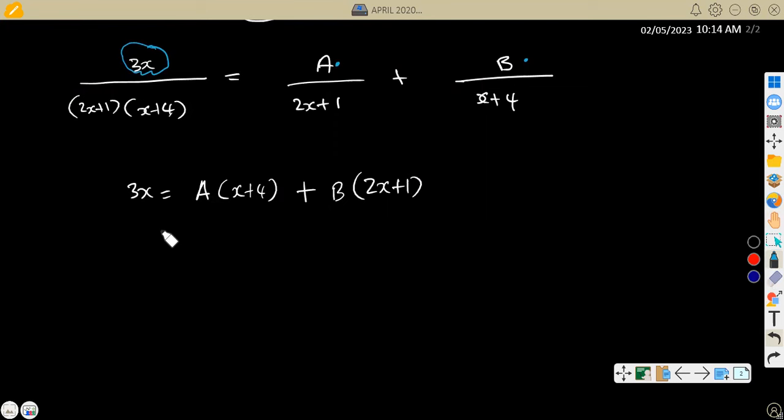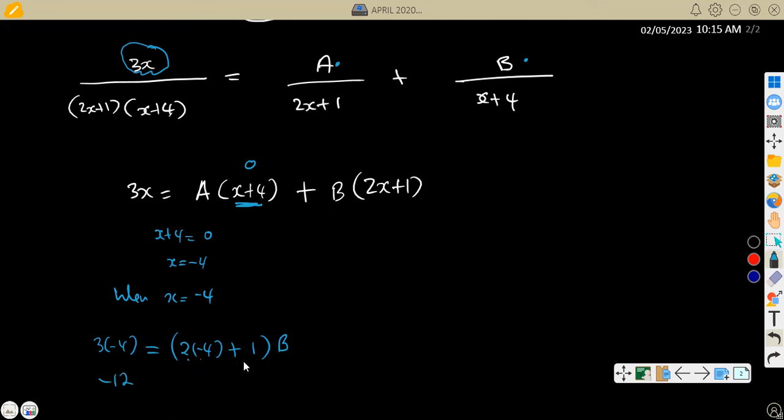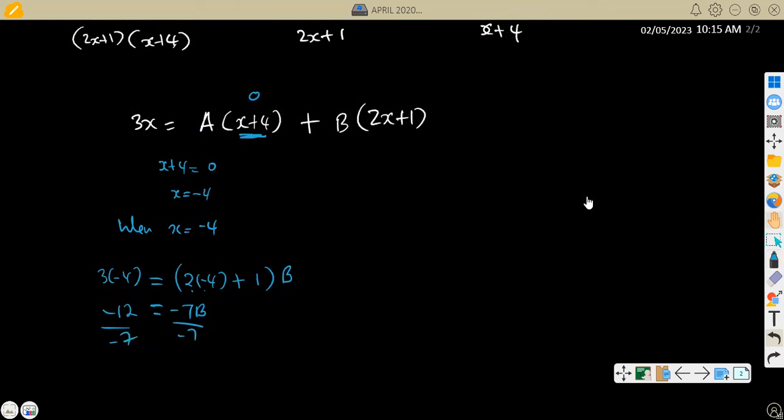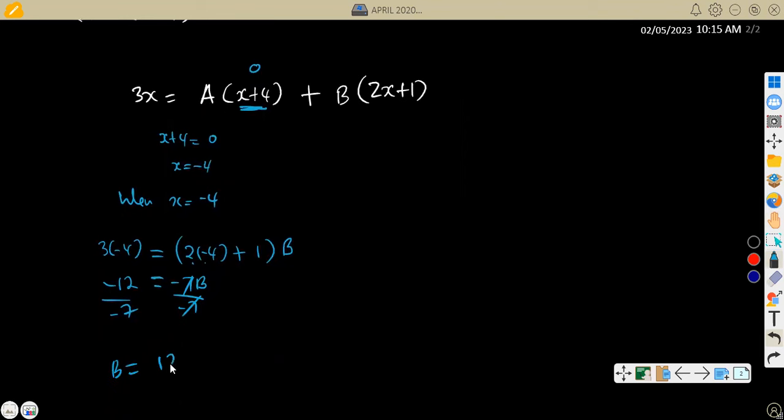So from the first bracket, if we let x plus 4 be equal to 0, that means x, if we transpose 4 to the other side, is going to be negative 4. So when x is equivalent to minus 4, this whole bracket is equal to 0, and we can eliminate it. We substitute minus 4 in place of x. That's 3 times minus 4 equals 2 times minus 4 plus 1, whatever we get, multiplied by b. So 3 times minus 4 is negative 12. 2 times minus 4 is negative 8, plus 1 gives negative 7. So we obtain negative 7b. We divide by negative 7 on both sides, so let's find our b, guys. This cancels, so b is equivalent to 12 over 7.